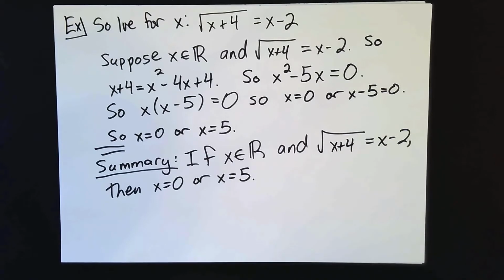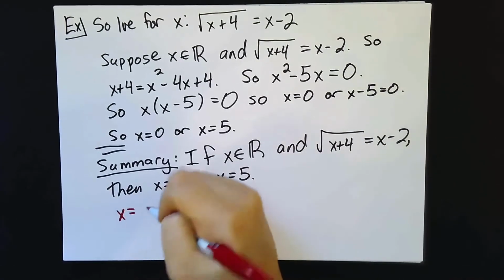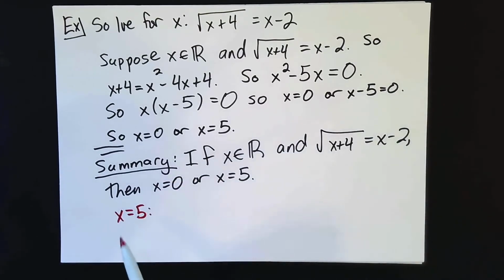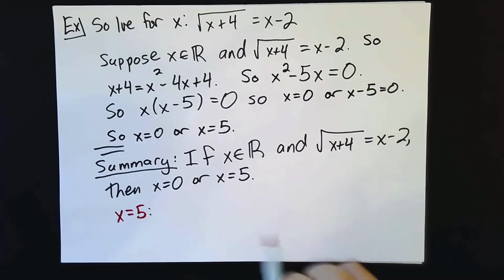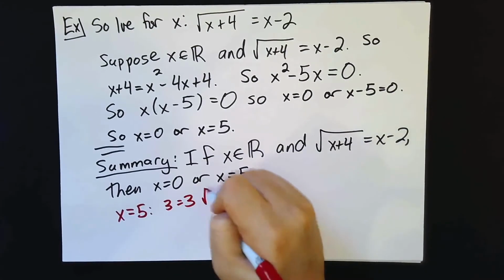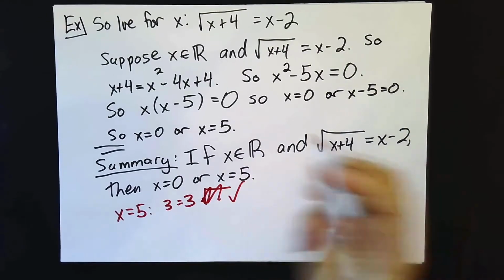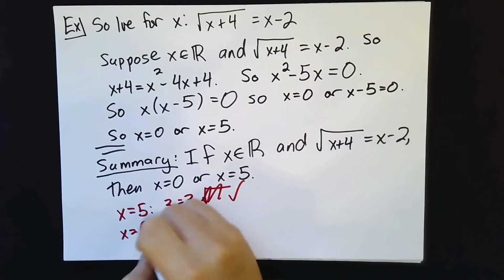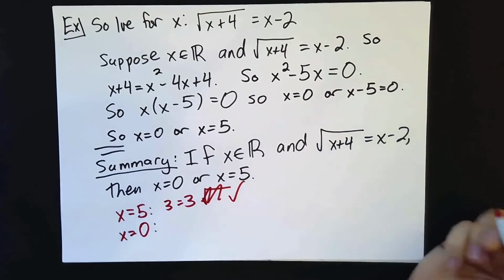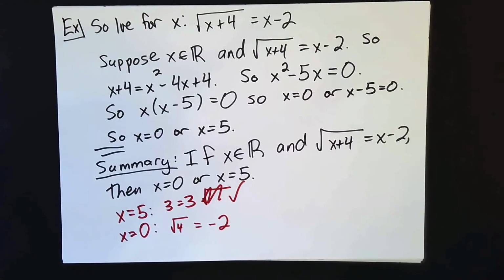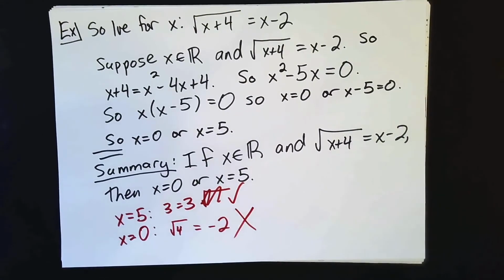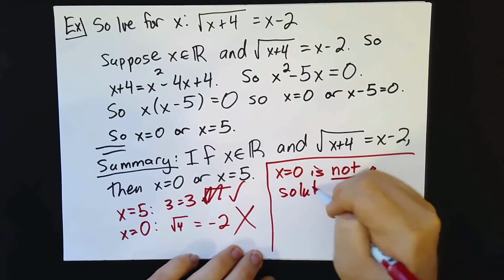Let me muddy the waters just a little bit here. Let's plug in x equals 5. When I plug in x equals 5, I get the square root of 9 is equal to 5 minus 3. That is, I get 3 equals 3, which is great. When I plug in x equals 0, though, what do I get? I get the square root of 4 equals minus 2. That's not right. 0 is not a solution to this equation.